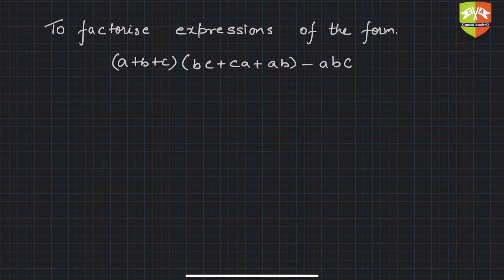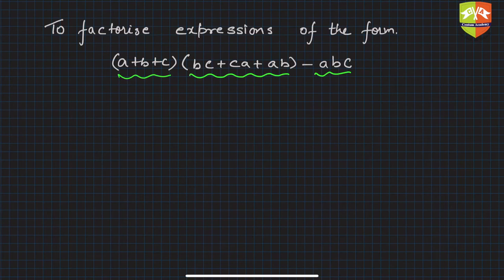Hello and welcome to another session on factorization. In this session, we are going to learn how to factorize expressions of the form (a + b + c)(bc + ca + ab) - abc. So this is the given expression and we are to factorize this. How to go about it?